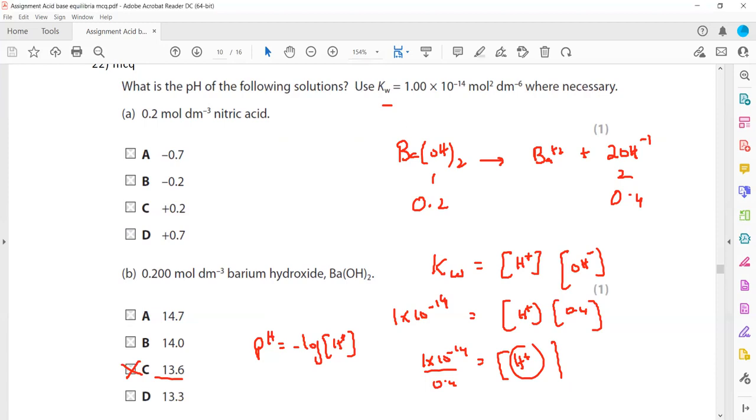So the important thing is you should identify how many moles of either hydrogen ion or hydroxide ion are produced when this reaction happens or occurs.